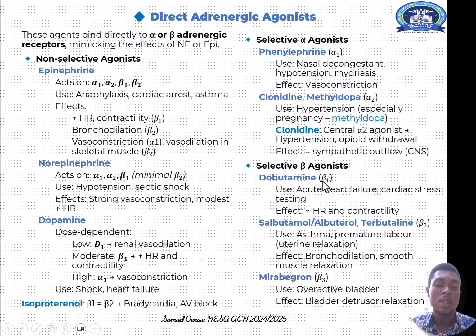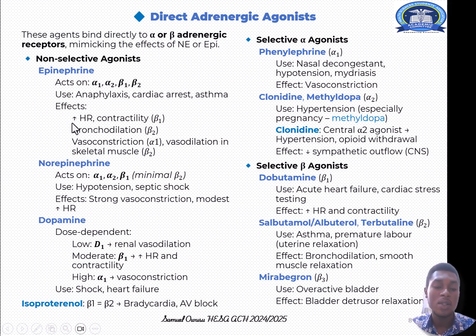Okay, so let's move on to drugs that act like norepinephrine. Those are called direct adrenergic agonists. What they do is that they produce the same effect as when norepinephrine binds to the receptors, and these agents could be selective or non-selective. We have non-selective agonists. Whenever you see epinephrine, take note, it binds to everything. Okay, epinephrine acts on alpha 1, alpha 2, beta 1, beta 2. So we use it in anaphylaxis, cardiac arrest, and in asthma patients.